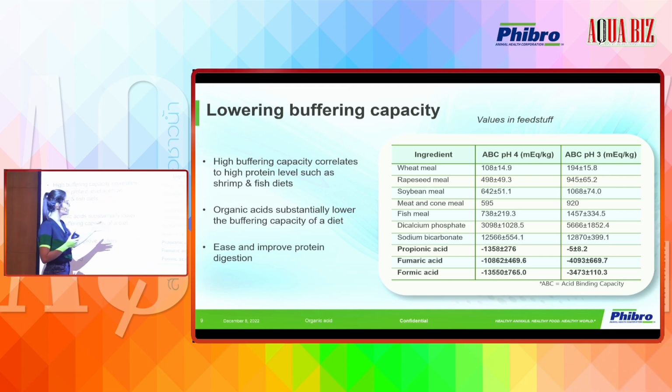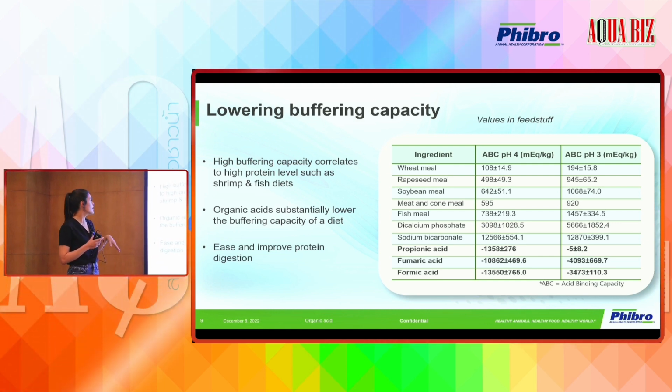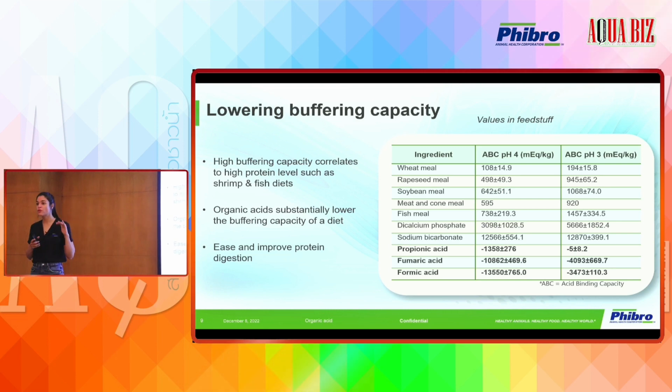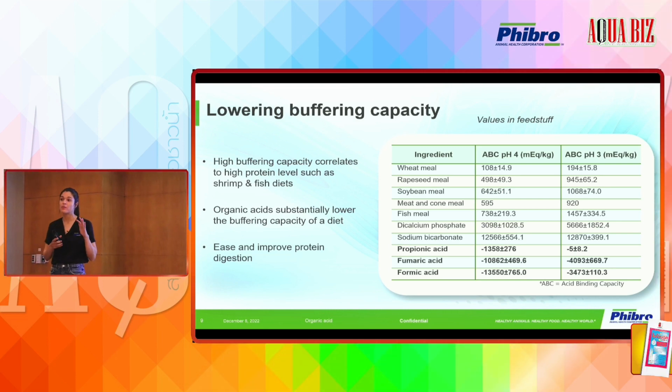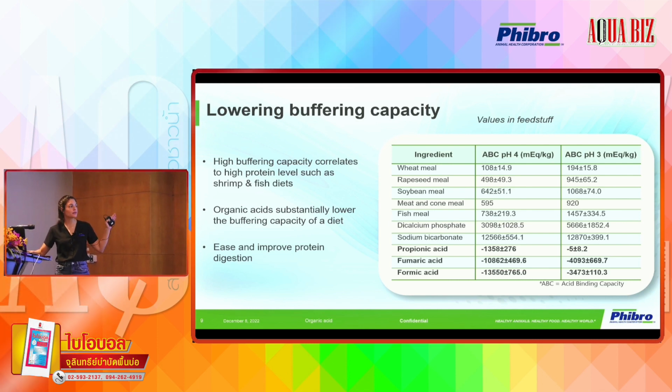And then if we look at propionic, fumaric, and formic acid, we see a very low level of acid binding capacity, which means that by adding organic acid to your feed formulation, you lower the buffering capacity of the formulation, and this improves protein digestion. This is very easy to calculate, and if you work with different formulation programs, you can actually do this calculation for your formulas.